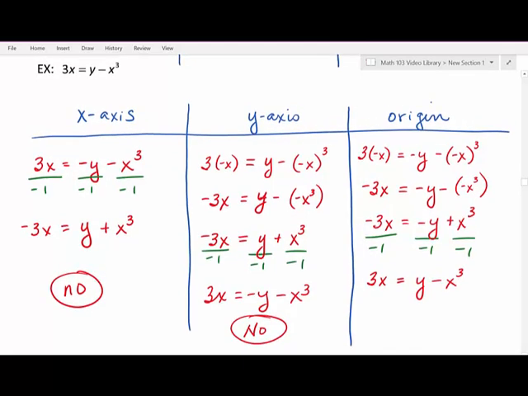Now we compare it with the original. And why, yes, it is the original. Therefore, the graph of this equation will display symmetry with respect to the origin.